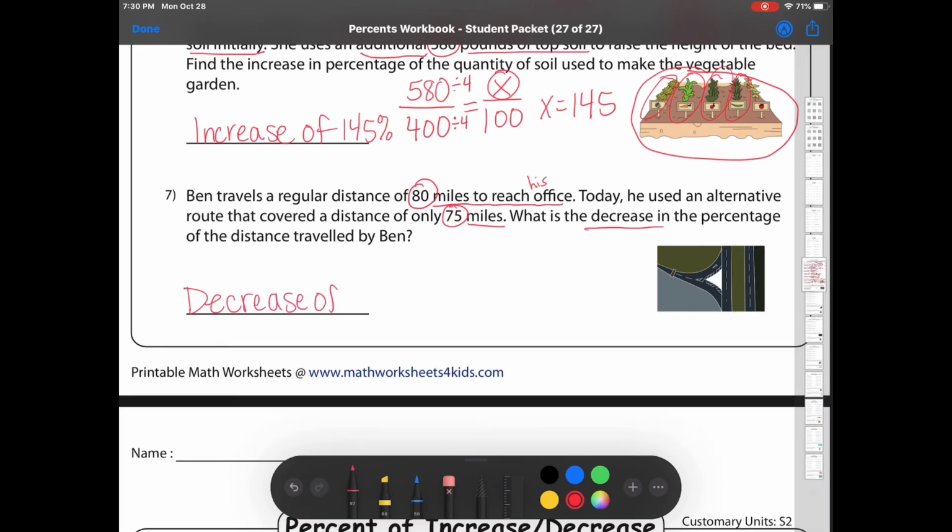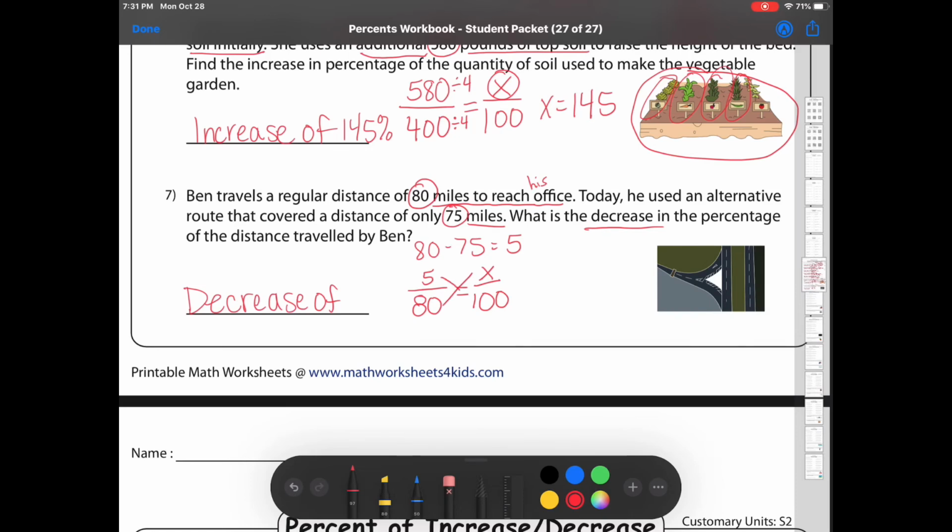So I already know it's going to be a decrease of something. So I'm going to find the difference. I'm going to do 80 minus 75. It was 5 less miles. So I'm going to compare 5 to the original amount of 80 miles, but I don't want it out of 80. We want a percentage, which is always out of 100.